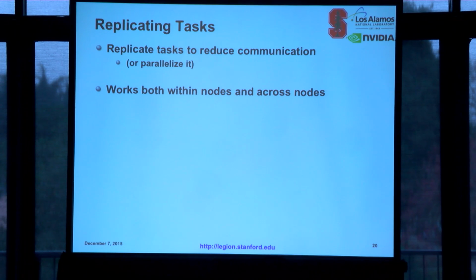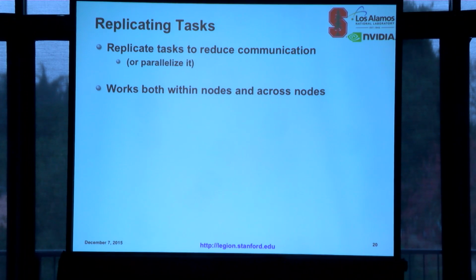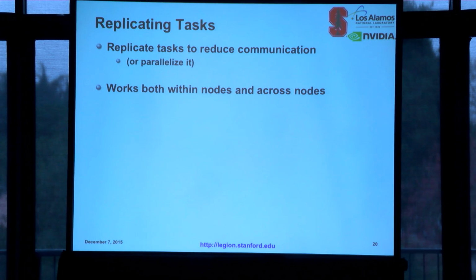Another transformation that we can imagine doing on this dynamic dependence graph is replicating tasks. Sometimes you can increase parallelism and do redundant computation to allow you to reduce the amount of communication that has to happen. This allows us to get more parallelism. It also means that we have to do less data movement. And this can work to our benefit both within nodes and across nodes. So let me give you two examples.